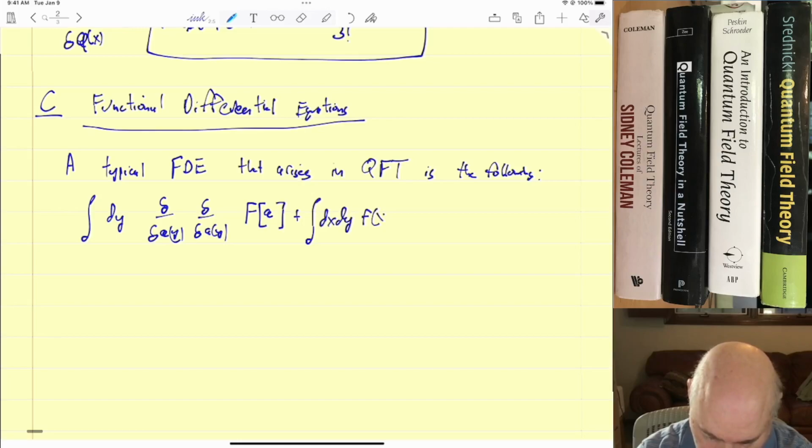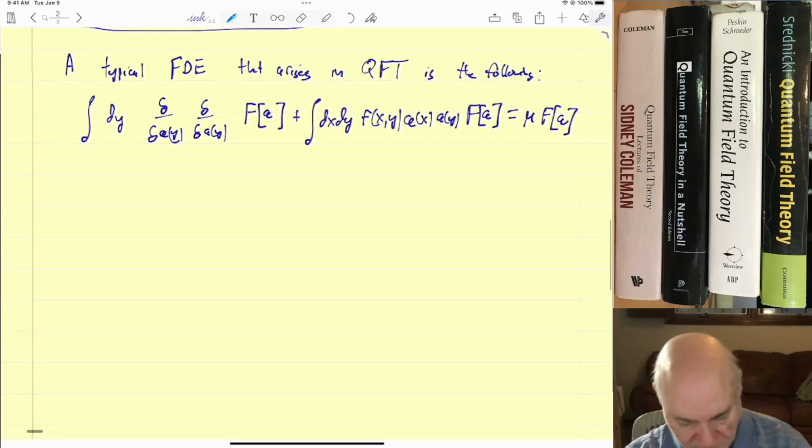this is just an ordinary function, small f, f(x,y) a(x) a(y), again multiplied by the functional. This is equal to μ times the functional. And you'll see when we do the scalar theory that equations like this arise. So that's why I'm solving this one.